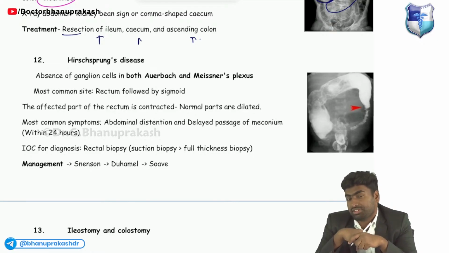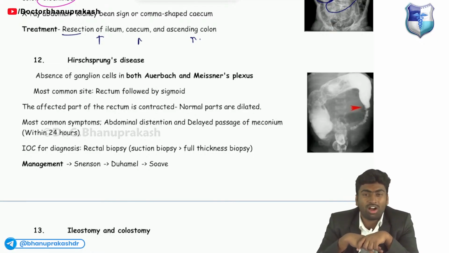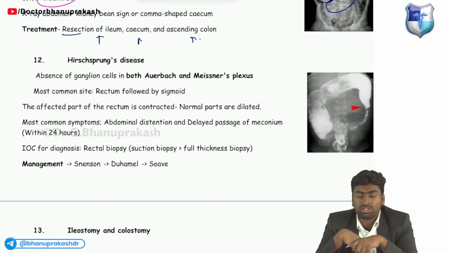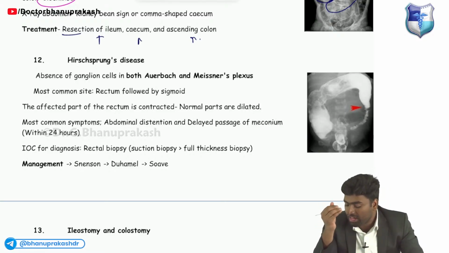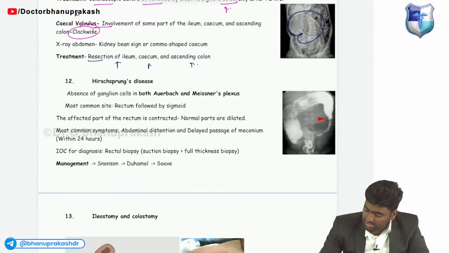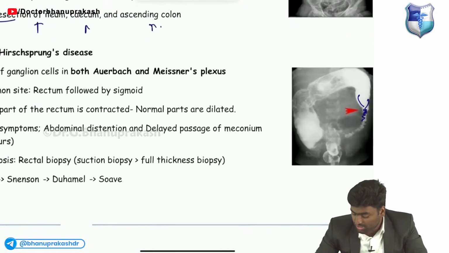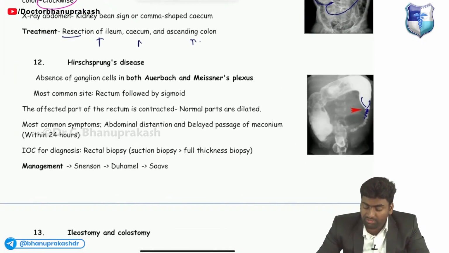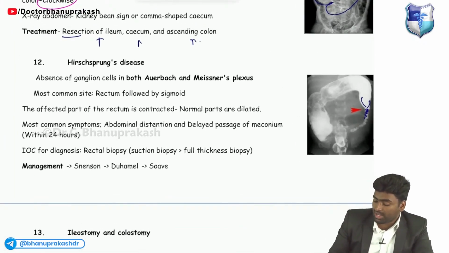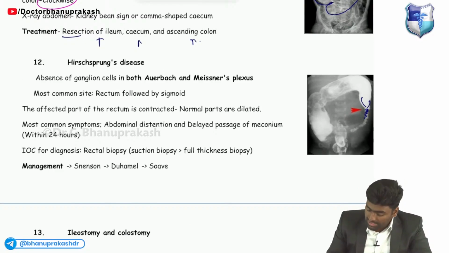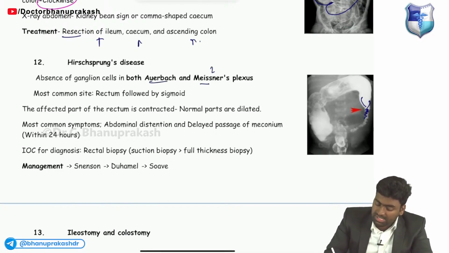And while asking history, the mother also tells that the baby passed its meconium after 48 hours of birth. So this is classically seen in a case of Hirschsprung disease, where you will see the normal component being dilated, whereas the abnormal component becomes shrunken, and it is due to the absence of ganglions, or congenital aganglionosis of the Meissner's and Auerbach's plexus.